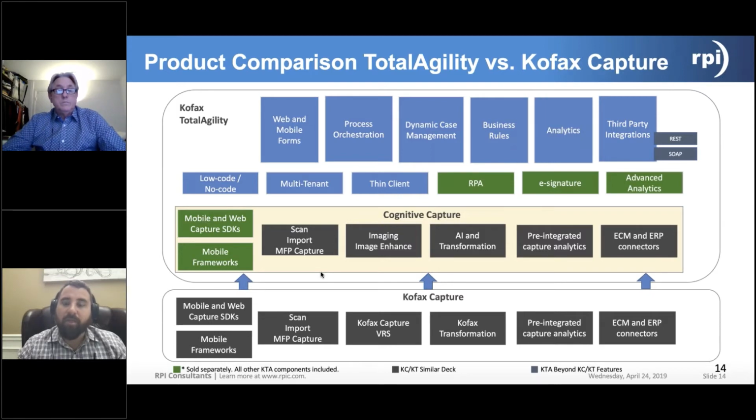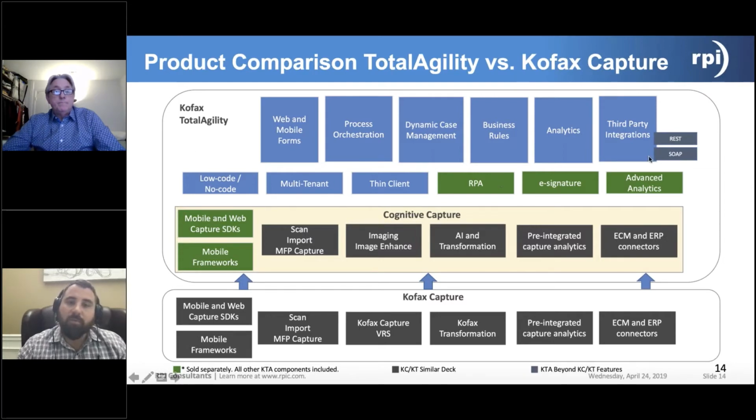The other add-on things about Kofax TotalAgility that make it unique compared to Kofax Capture is that as an intelligent automation platform, you can add RPA into it. You can add electronic signature. You can add the mobile and web SDKs, all as part of a single integrated platform rather than having all different tools for different items.